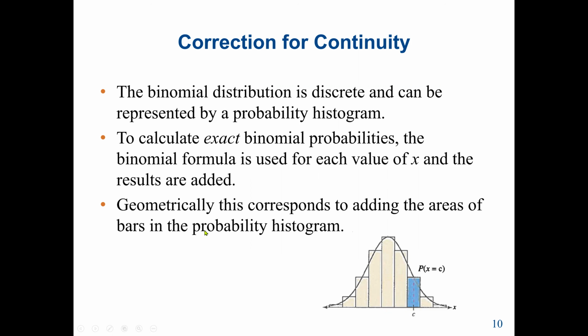Geometrically, this corresponds to adding the areas of bars in the probability histogram. Let's say we are looking for the probability that x is less than or equal to 5, and we are assuming the total here is 10. So I can find the probability when it's 1, 2, 3, 4, then the last one, then we add all together.